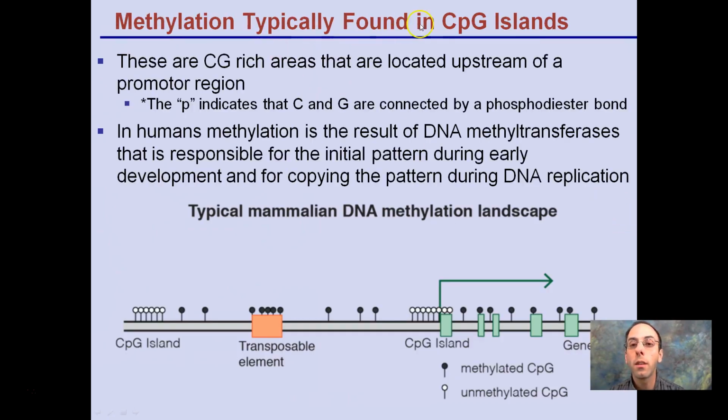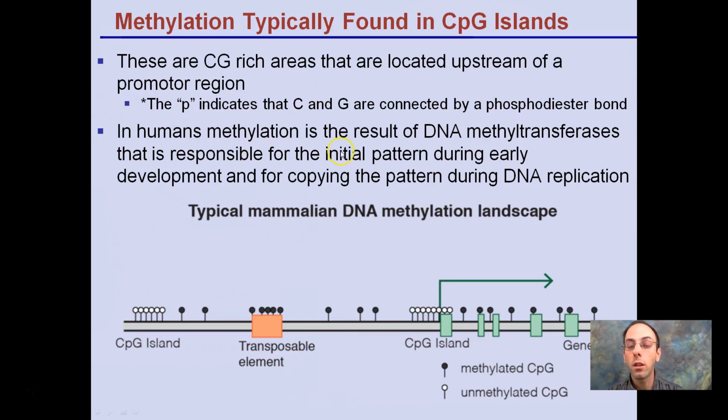Methylation is typically found in what's called CpG islands. C and G you should be familiar with. Those are cytosine and guanine. So these cytosine and guanine-rich areas are located upstream of the promoter region. Here are our CpG islands. In CpG, the P indicates a phosphodiester bond.